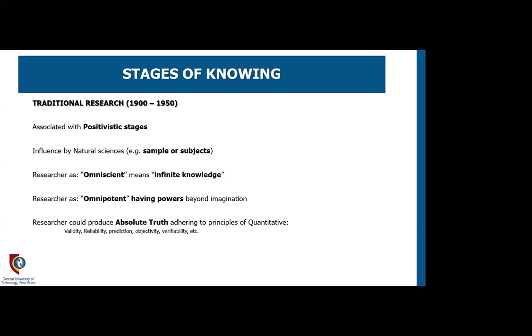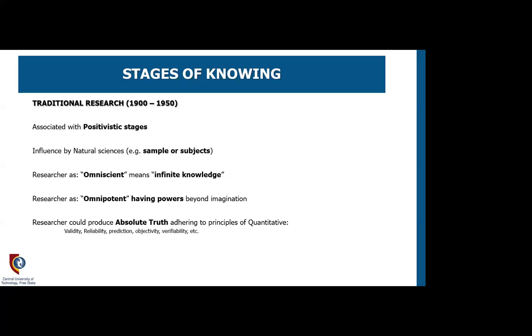We know the conventional way of doing research, or the traditional research that dates back to the 1900s to the 1950s, which is heavily influenced by the positivistic stage. And it's also heavily influenced by the natural sciences, where we talk about samples. We also refer to participants as subjects. We know researchers from the traditional viewpoint as people who are omniscient, meaning that they have infinite knowledge. We know researchers also to be omnipotent, having powers beyond the imagination.